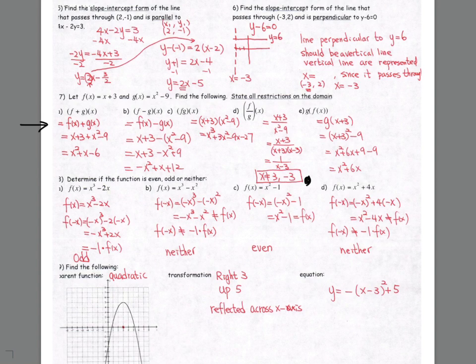First one, I have odd. Letter B, I have neither. Letter C, it's an even. Letter D, it's neither.